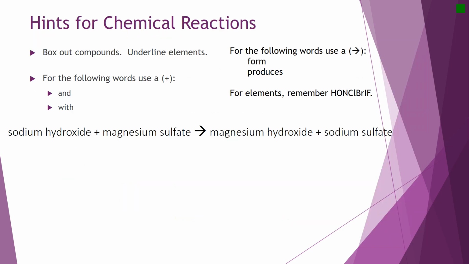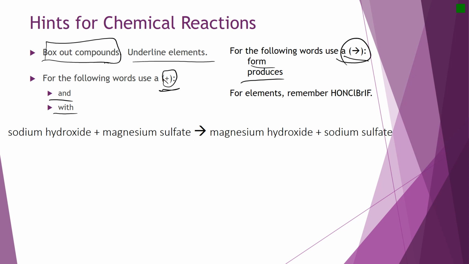All right, so what are the hints for chemical reactions? First, I recommend, especially initially, box out your compounds and underline your elements. You can underline or box. It's just so that you remember that you have to treat them differently. If you see the words and or with, it typically means a plus sign. Yields, forms, produces, that shows an arrow, so it's like reactants separating from products. And for the elements, you have to worry about your Hunkelbriefs.